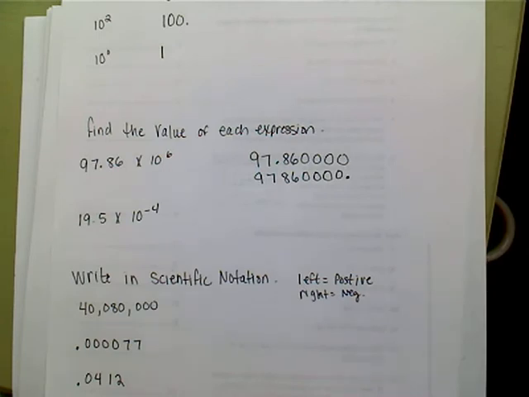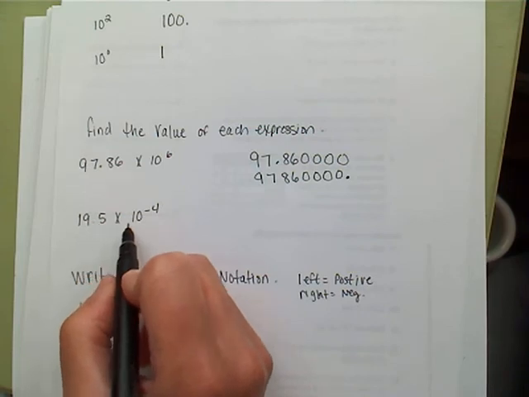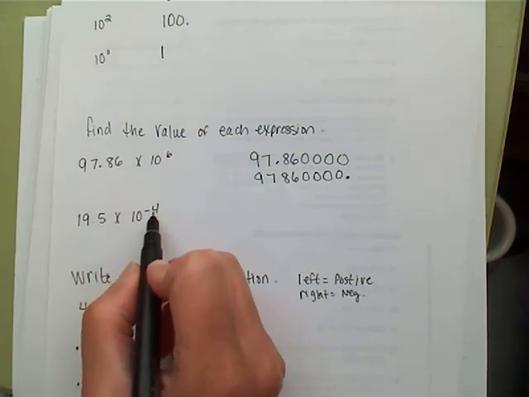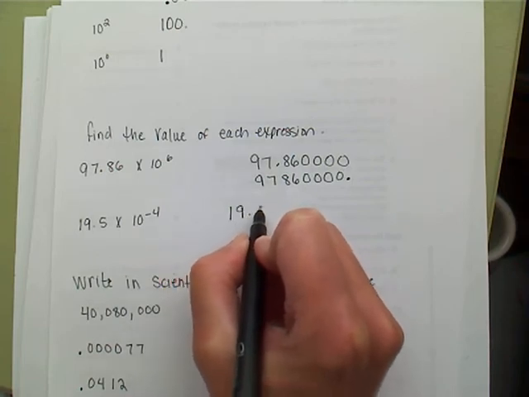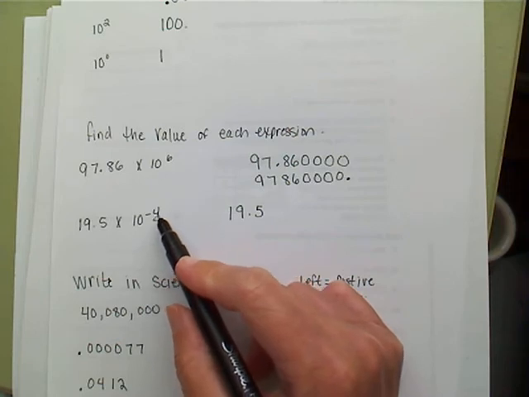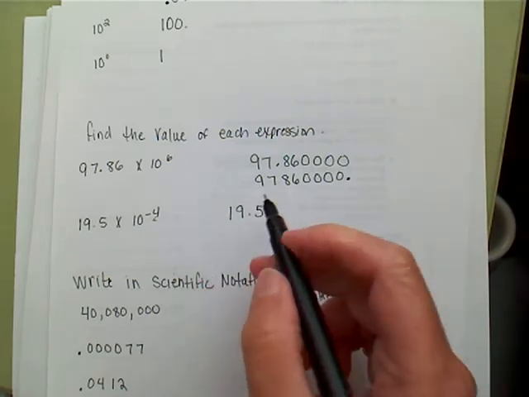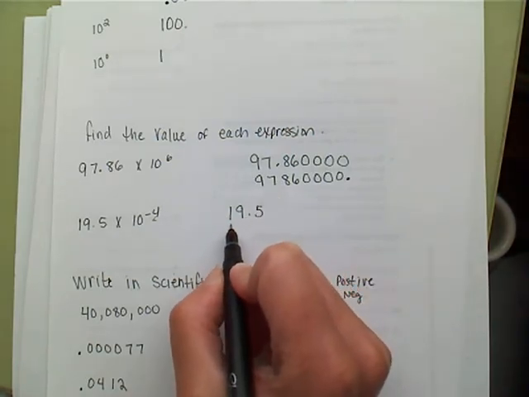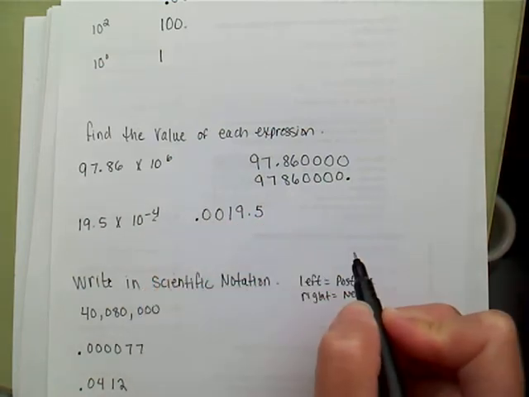Okay, and then my next one here is 19.5 times 10 to the negative 4. So what I'm going to do is my starting point is 19.5, and it's times 10 to the negative 4, so I have to move this decimal 4 places to the left. So I'm going to do that. 1, 2, 3, 4, so it ends up here.